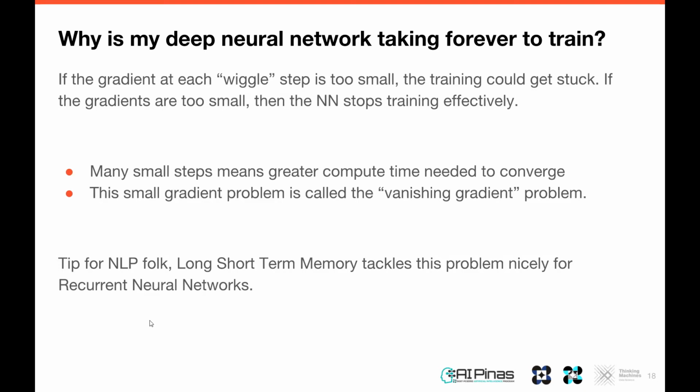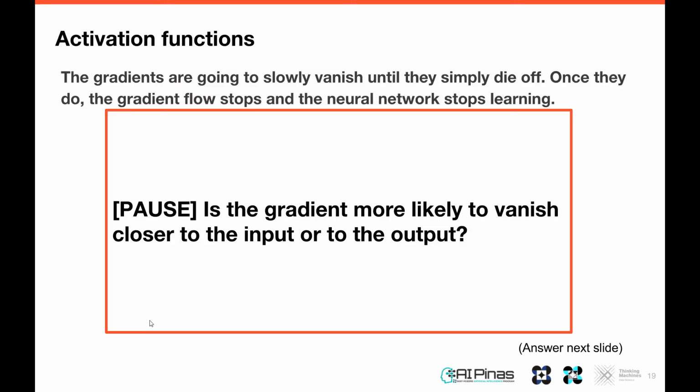So if you're running into problems with a recurrent neural network that's taking forever to train, you might want to just switch formats to LSTM. So something to think about for a minute. Is a gradient more likely to vanish closer to the input layer or closer to the output layer?